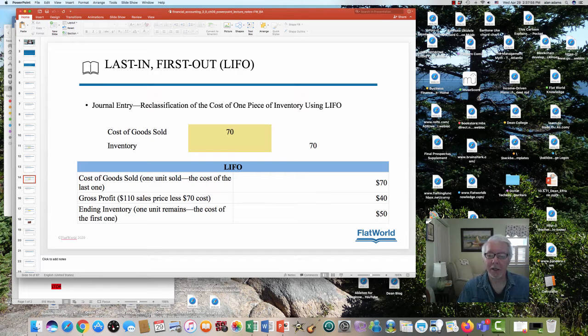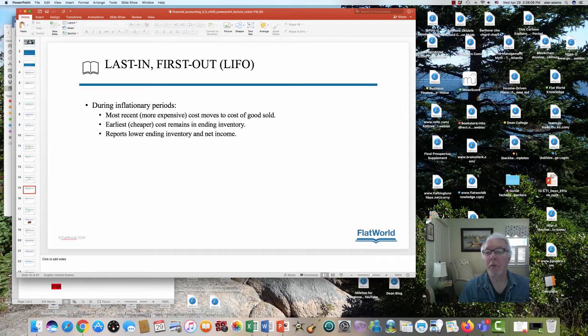Now it's 40, okay? That's the difference in the 2 shirts, $20. Our ending inventory, if we sold the $70 shirt, leaves the $50 one behind. So, during inflationary periods when prices are rising, the more expensive goods are moved to cost of goods sold. That means income is lower. The cheaper, earlier shirt remains in ending inventory. That's the $50 shirt. So ending inventory is lower. Net income is lower as well because we assumed a more expensive shirt was costed out against that $110 sale.